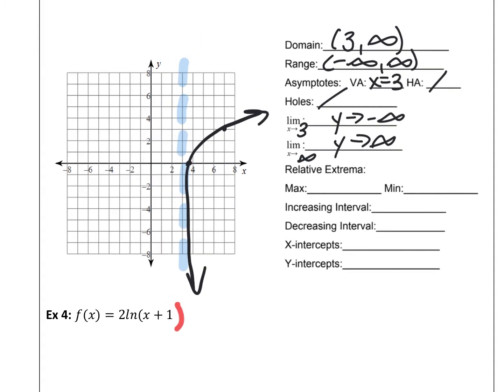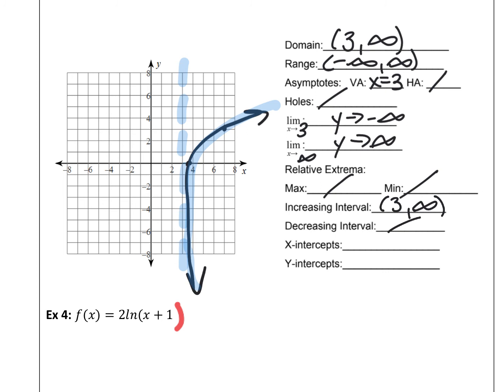Max or min? Neither. Why neither? It's going in one direction. It's either increasing or it's decreasing. It's not doing both. If it's not doing both, you don't have a max or a min. Okay? Increasing, decreasing. Increasing from left to right. If I trace this thing, I'm going up. Okay? So what do I write on the increasing line? The domain. Why not the range? Because you just don't do that. Yep, we just don't do that.